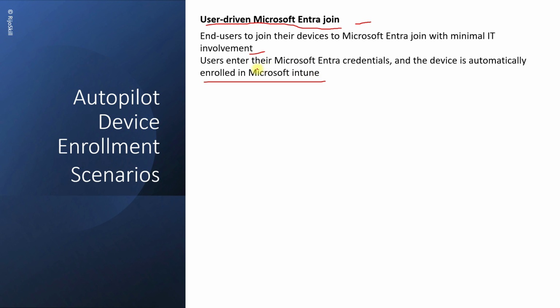So what is the requirement? The user needs to enter the Microsoft Entra credentials. The employee enters their email address and password on the device, and then the device is automatically enrolled. This type of method is called user-driven Microsoft Entra join. The next method is the pre-provision method. So what is the pre-provision method?